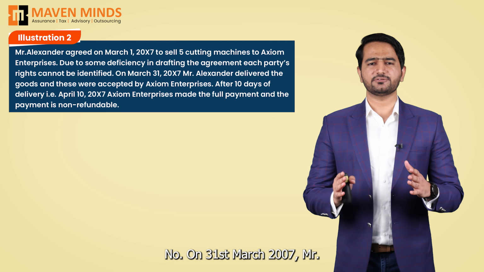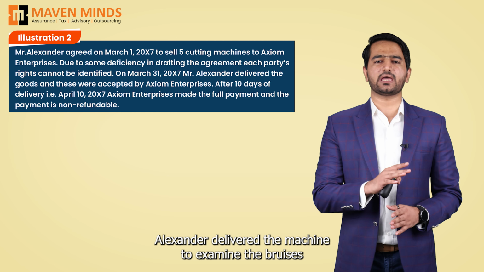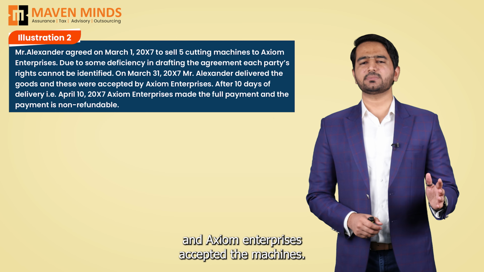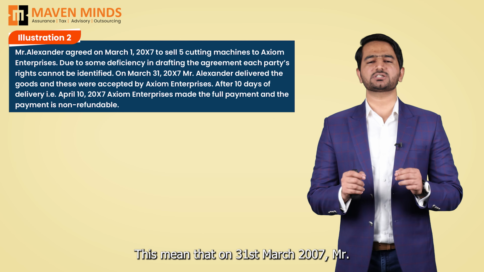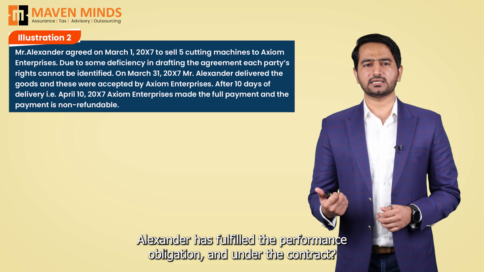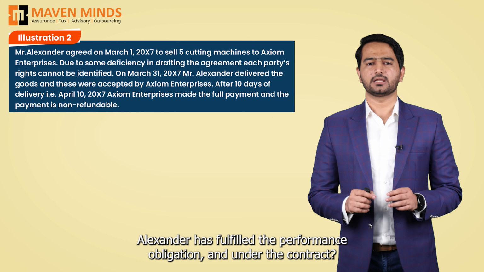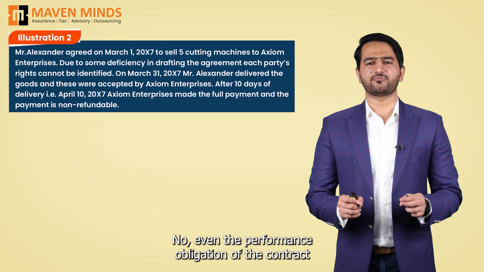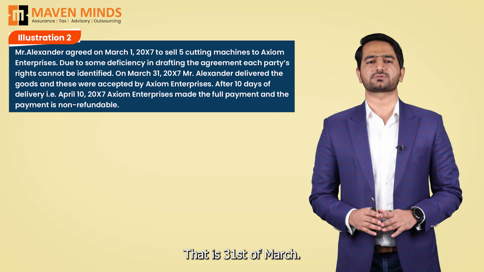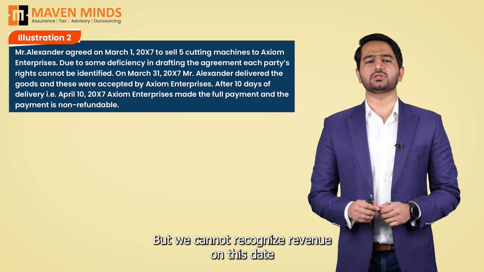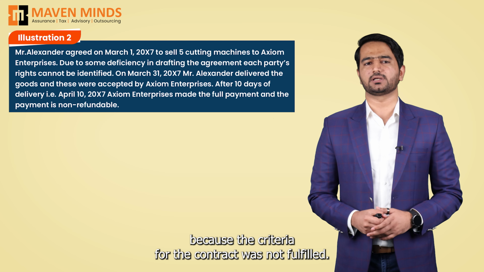Now, on 31st March 2007, Mr. Alexander delivered the machines to Exim Enterprises and Exim Enterprises accepted the machines. This means that on 31st March 2007, Mr. Alexander has fulfilled the performance obligation under the contract. Now, even though the performance obligation of the contract has been satisfied on this date, that is 31st March, we cannot recognize revenue on this date because the criteria for the contract was not fulfilled.